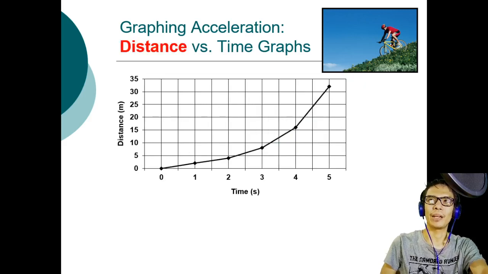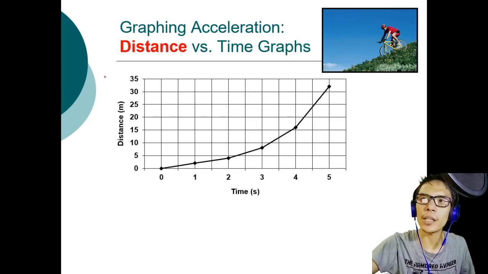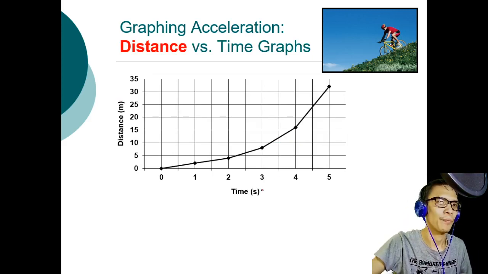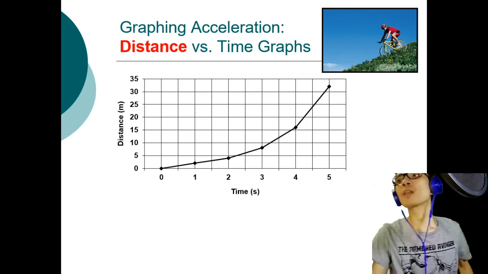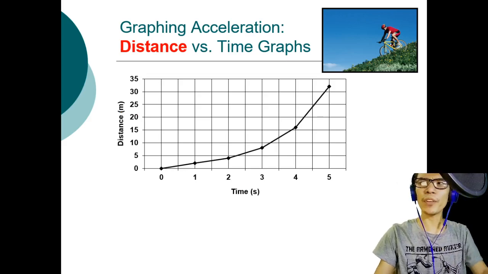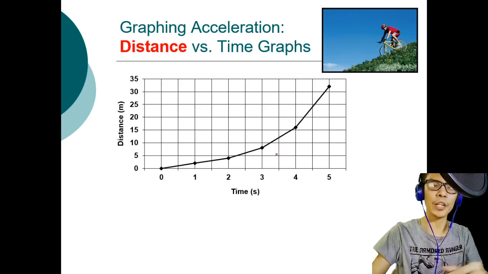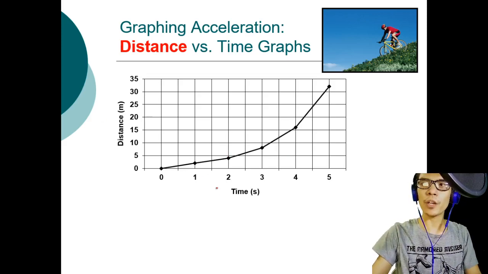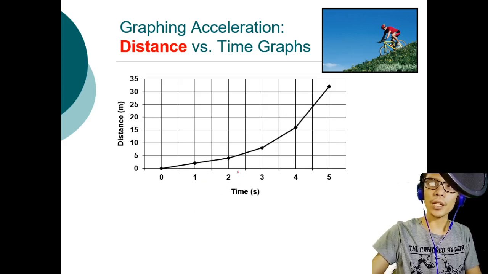All right, so how about this one? This time, this is distance versus time. What will be the velocity here? Because this is distance over time, the slope here should be velocity. Is it increasing or decreasing? The thing here is, this is increasing. So it's an increasing velocity.